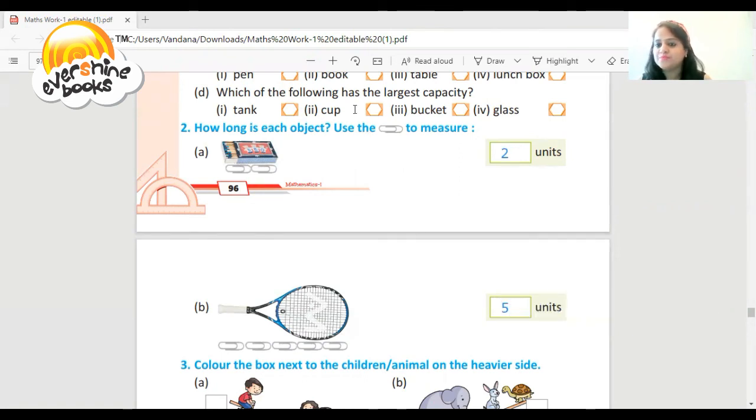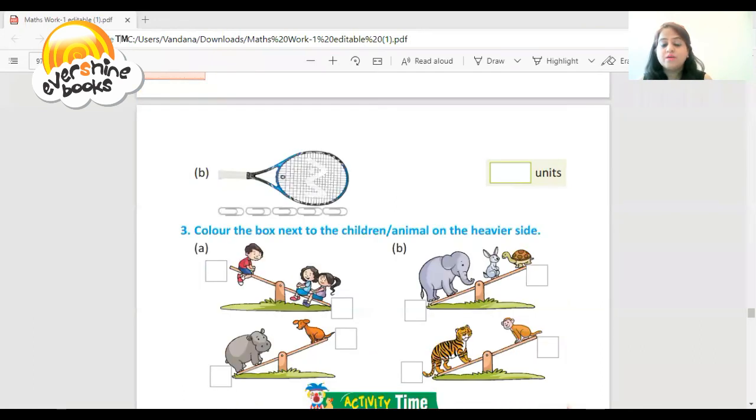Okay, students, very good. Now come to this third question, that is, color the box next to the child or animal on the heavier side. It means students you have to color this. Which one is the heavier? This one is heavier because 2 girls are there. So just take this side or you can color this box. Okay, students? Any color you want to color it, just use that color.